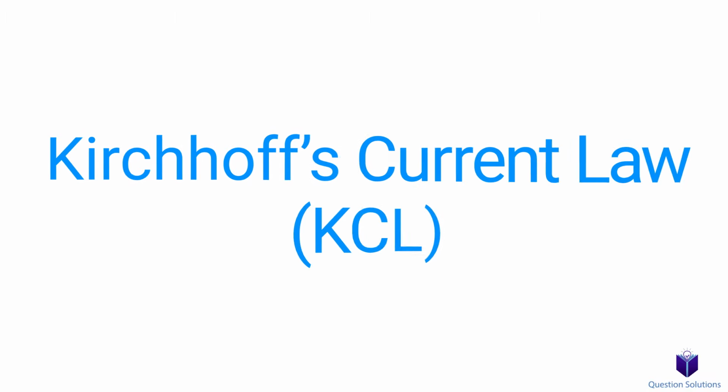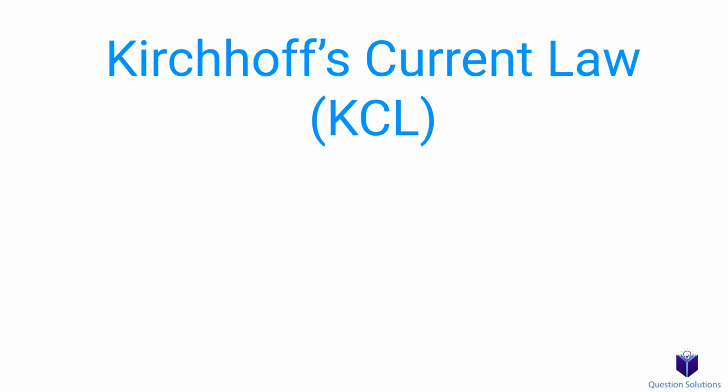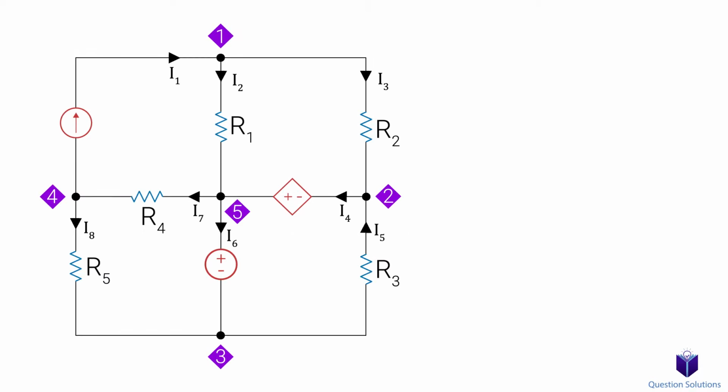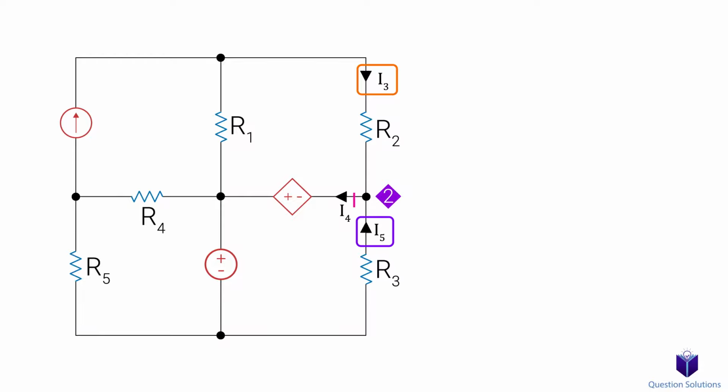Now we can move on to the first Kirchhoff law, which is called Kirchhoff's current law, KCL for short. It states that the algebraic sum of currents entering any node is 0. So going back to our circuit, let's focus on node 2. Here we have I3 entering, I5 entering, and I4 leaving. Current entering will be considered positive, and current leaving the node will be considered negative.